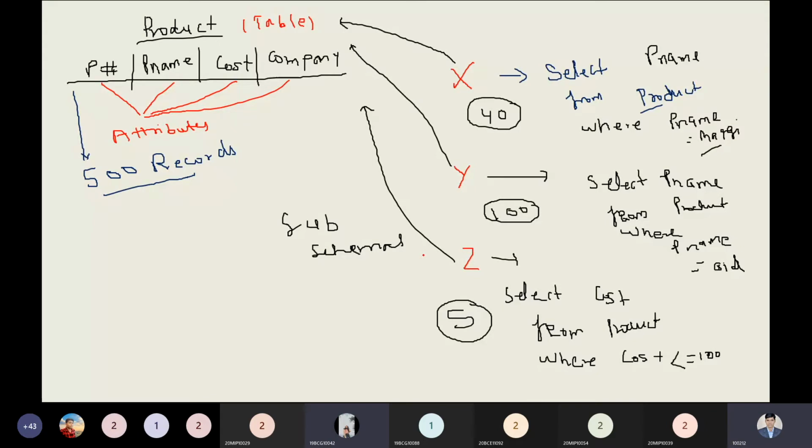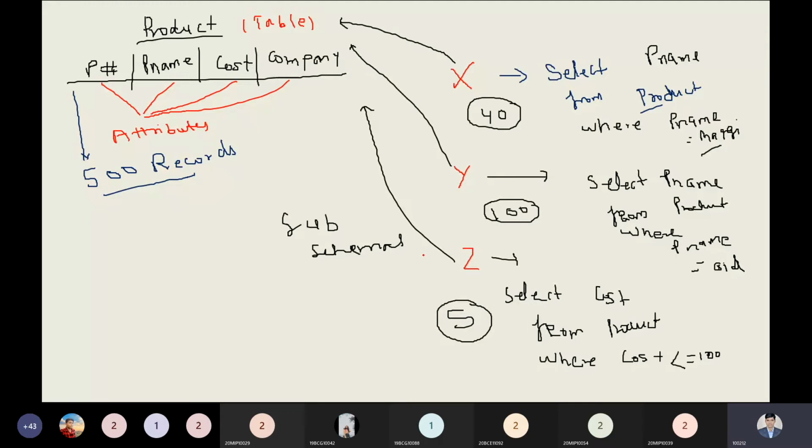Okay. So here there are 3 persons, or we can say 3 students. They are visiting a shopping mall to purchase some products. In the shopping mall, the shopkeeper is also using a product database. It contains lots of things, but I am taking only 4 attributes for understanding purposes. X is a student. He is saying, sir, I need to see only the details of those products which belong to Maggie only.